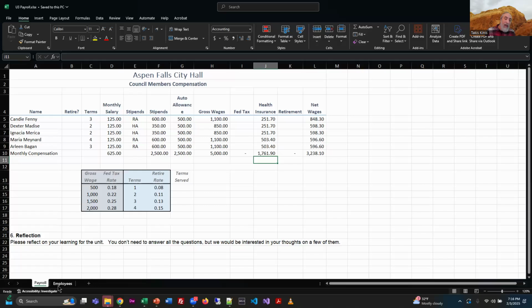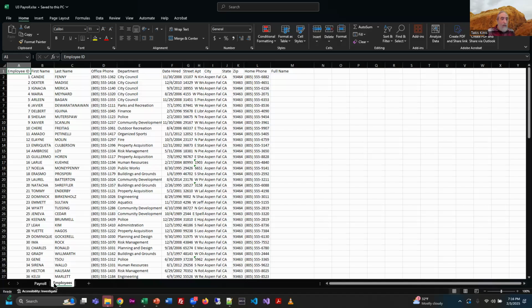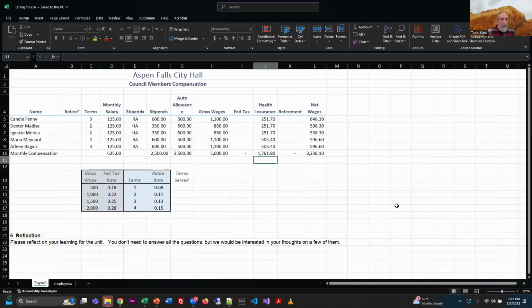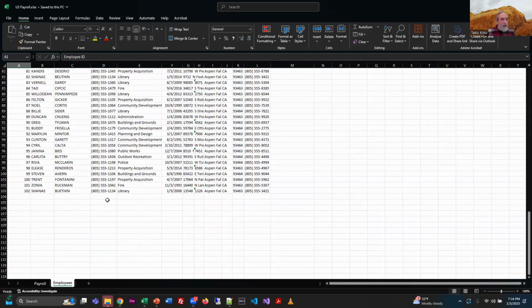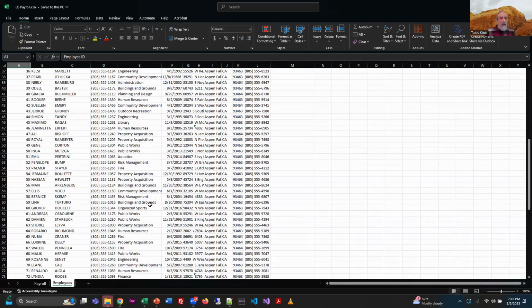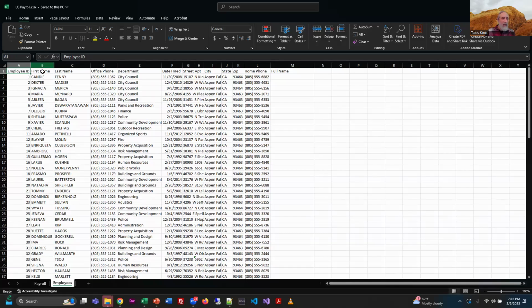But we can, if we're in the same spreadsheet and I have multiple tabs, we can have a bunch of different information. Now you notice this is the payroll conglomeration, and we're looking at very particular individuals who happen to be employees in this organization. You notice there's 102 employees, and notice what information we have. We have their ID, first name, last name, phone, department, the hire date, street, address, city, state, zip, home phone, and so on.